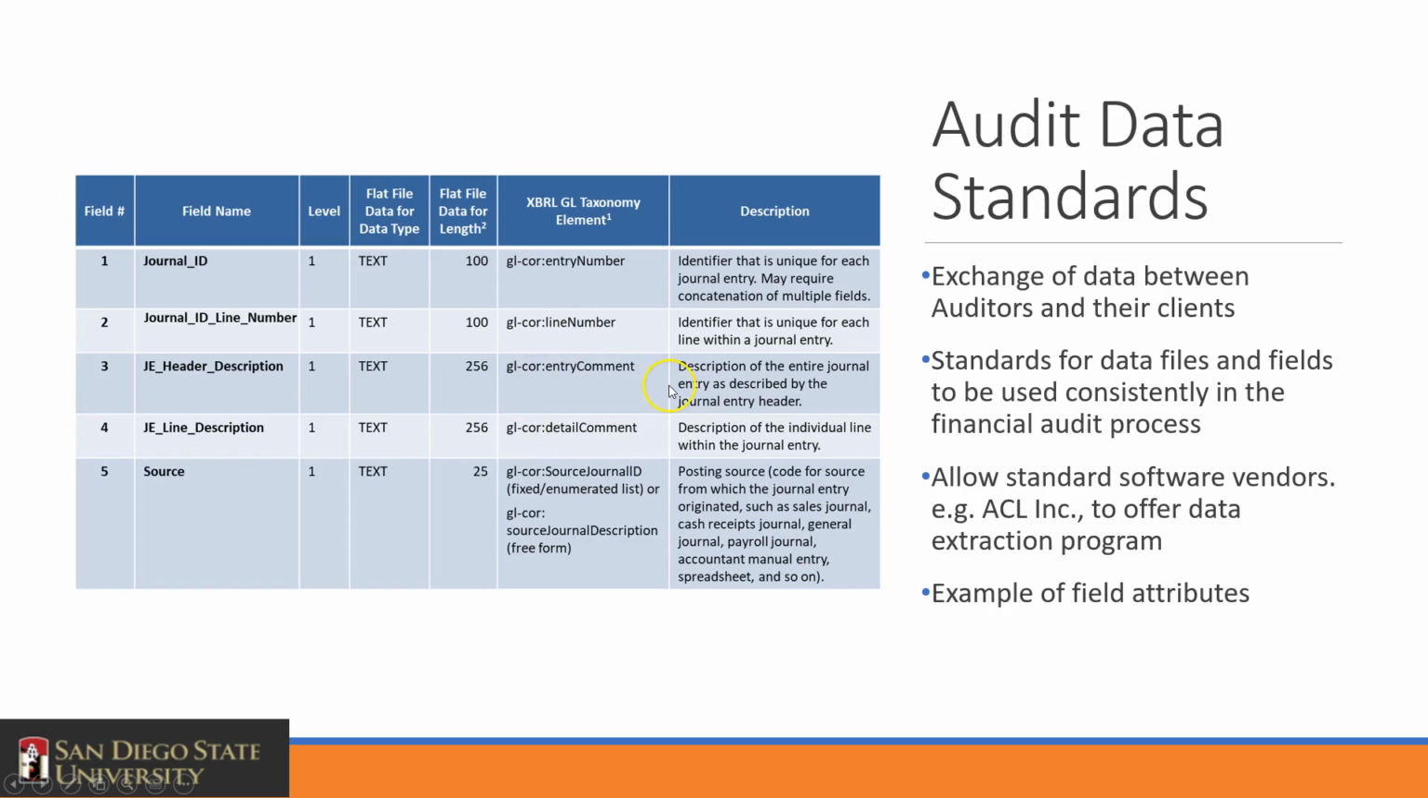It's just listed out that if you wanted to input a journal ID, then the journal ID has to be in the text format, and the length needs to be 100. The XBRL element we'll talk about later, and the description is that it has to be unique for each journal entry. So this is just the example. For our purpose, we don't have to understand it.